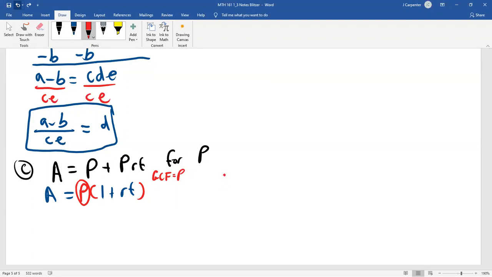And this is P times something. This right here is similar to having A is equal to P times 5. If you had that, you would divide both sides by 5. Just P times a number, so you divide by the number. And what we're doing is we're pretending that all these other things are numbers. 1 plus RT, this parentheses is just some number, and it's a number multiplying by the P, so guess what? We divide both sides by 1 plus RT.